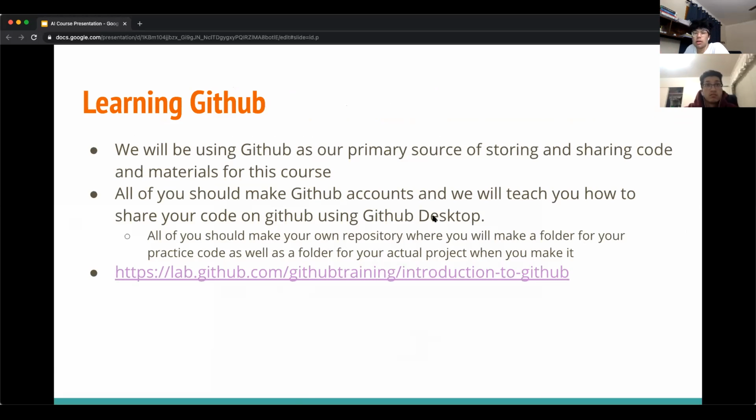And another important thing you're going to need to know is how to use GitHub. GitHub is going to be our primary source of storing and sharing code and materials for this course. If you go to that GitHub link we put at the beginning of the slides, that's where we shared all of the notebooks for every lesson. It's already all there, so you can just check it out on your own.